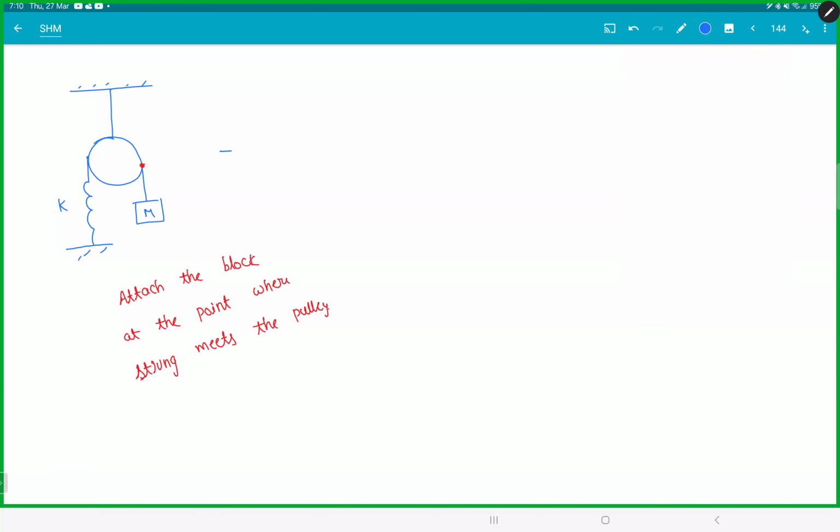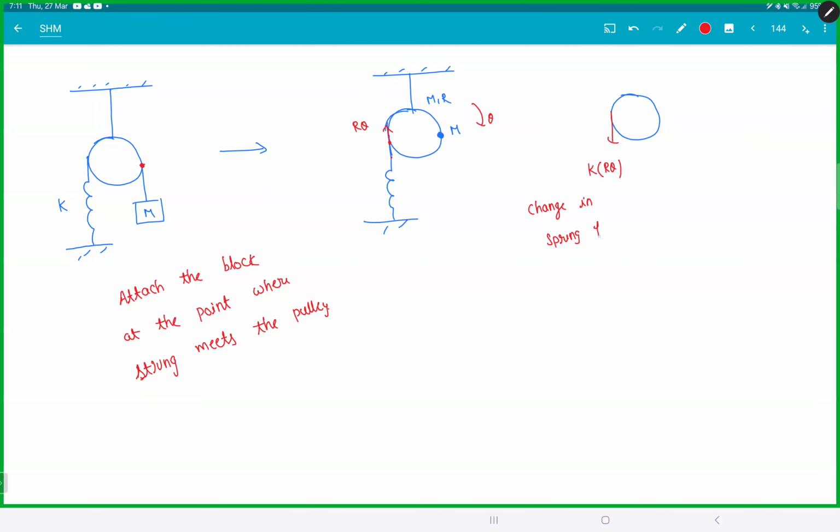Then your diagram will become like one spring here, mass m here, and the disk is m and r. Now displace this by theta. Then this point will go up by r theta. Therefore, the spring tension, so now if you look at the FBD, this will be K into r theta. Remember, this is the change in spring force. Spring is already elongated by some amount due to the mg there. This is the change in spring force.